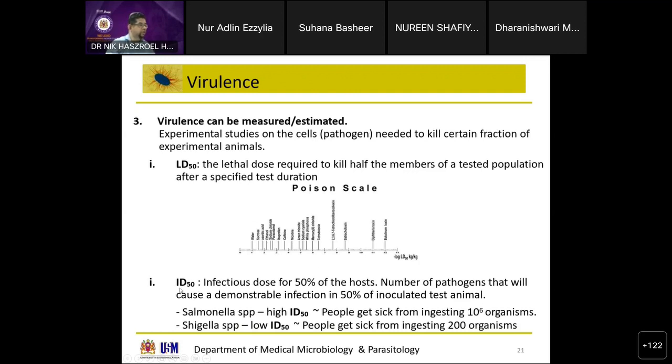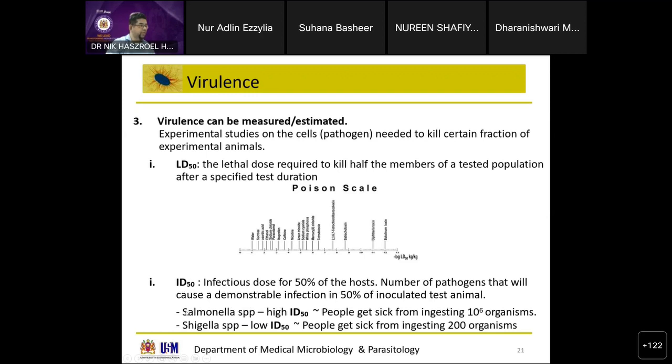And then there is also infectious dose 50. So we describe the organism's infectiousness using this measure. ID50 is the infectious dose for 50% of the hosts, the number of pathogens that will cause a demonstrable infection in 50% of inoculated test animals.